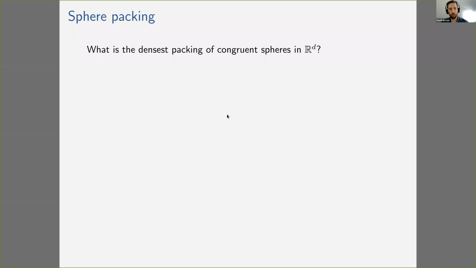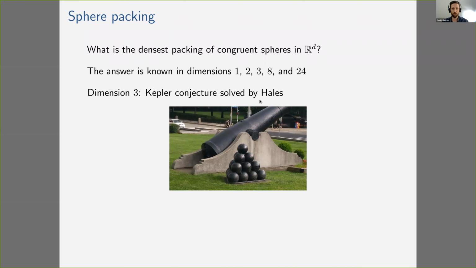The sphere packing problem asks: what is the densest packing of congruent spheres in d-dimensional space? As probably many of you know, the answer is known in dimensions 1, 2, 3, 8, and 24. The three-dimensional case was solved by Hales. This was the Kepler conjecture, and it is probably still one of the most famous and most important computer-assisted proofs in mathematics.